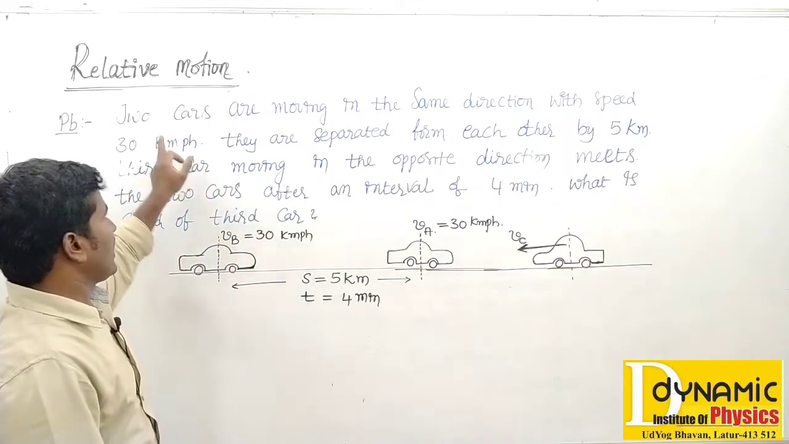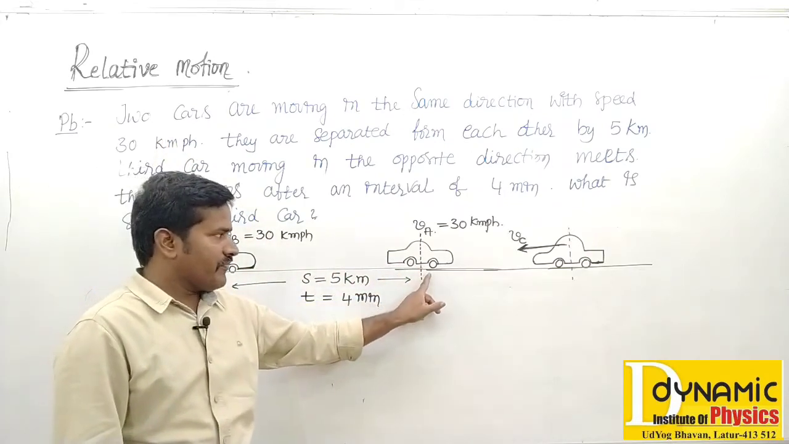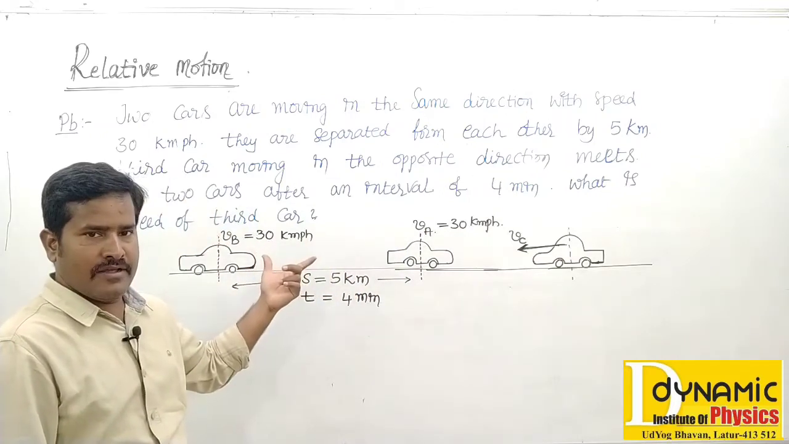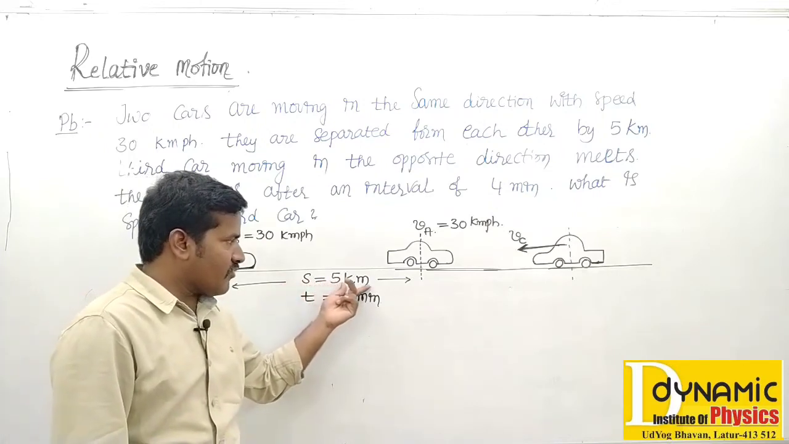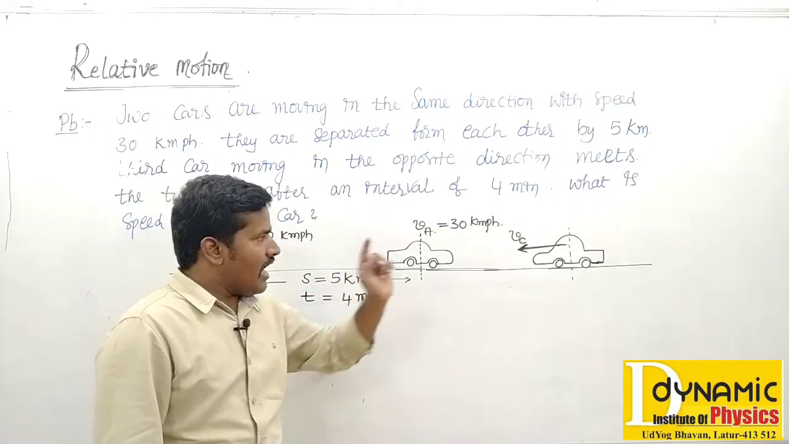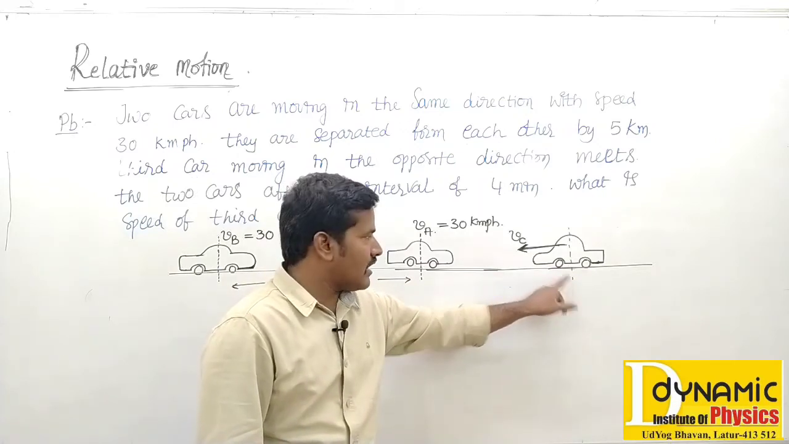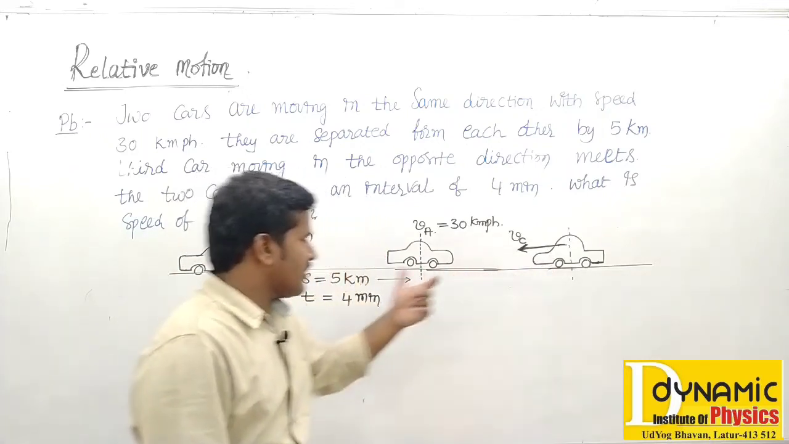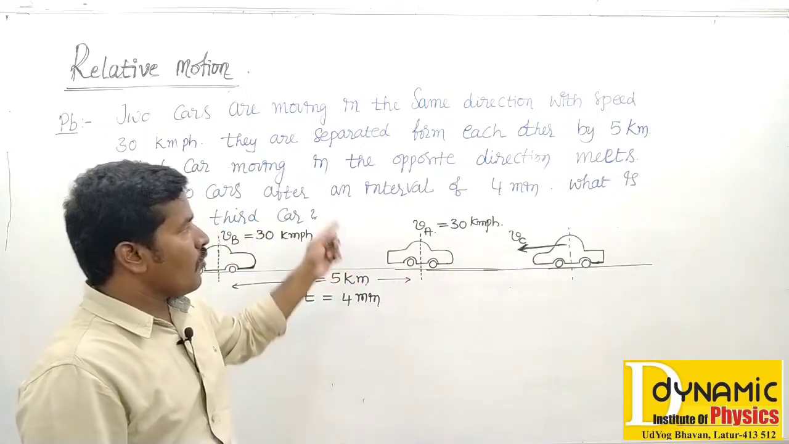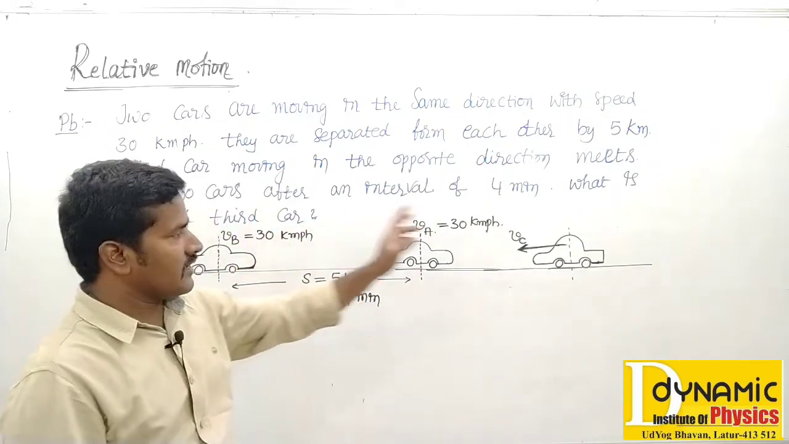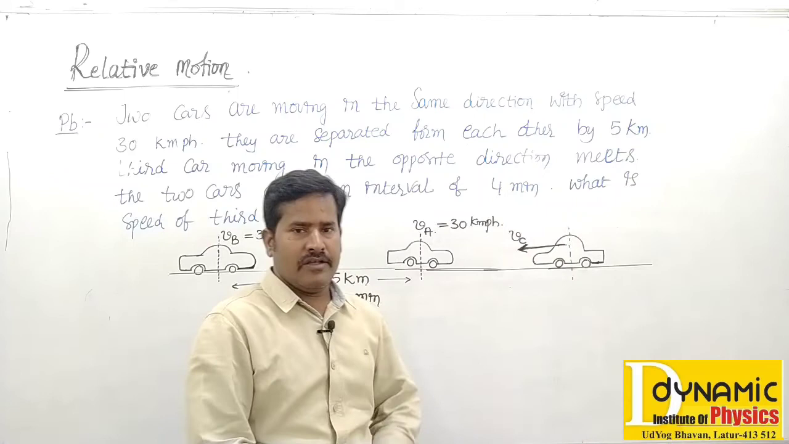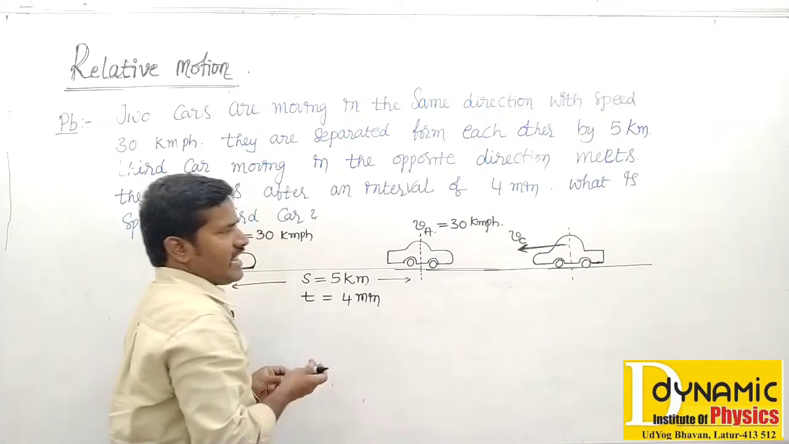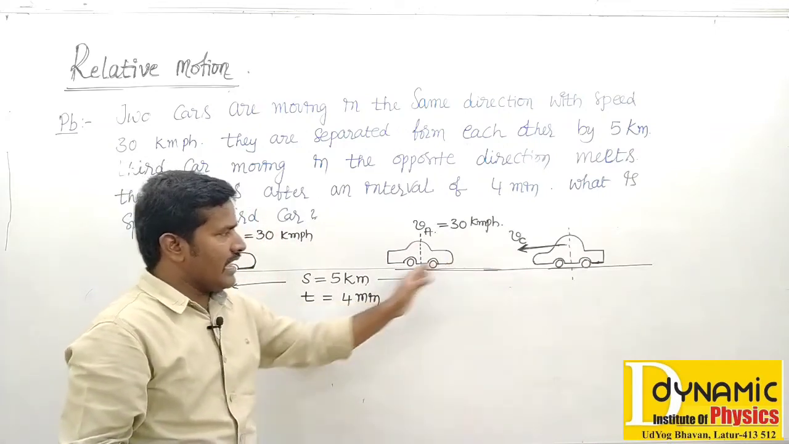A problem is given: two cars are moving in the same direction with the same speed, 30 km per hour and 30 km per hour. The separation between the two cars is 5 km. Another one, a third car, crosses these two cars in 4 minutes. What is the speed of the third car? We want the speed of the third car. Here this third car's motion is opposite to A and B.